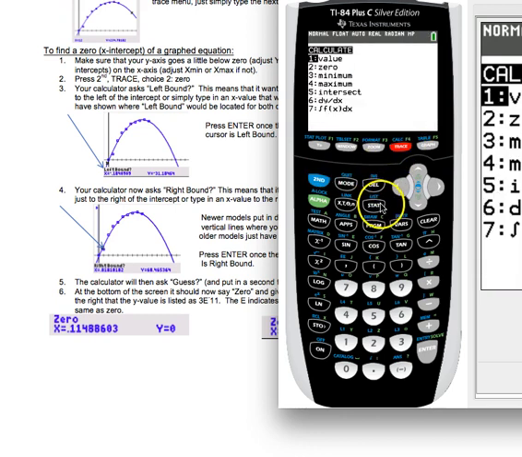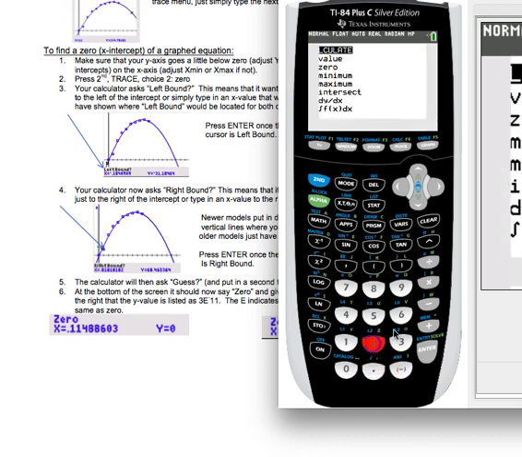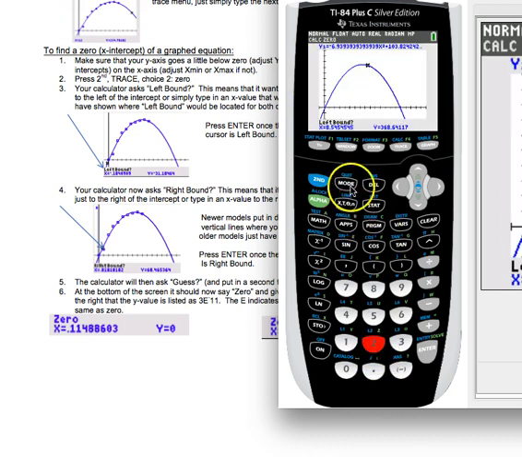Again, it's our favorite menu. And this time we're going to choose choice 2 for 0. Now, when it says left bound, and I've typed this all out here, it means that it wants me to tell it an x value that's to the left of the x-intercept I want to find. So it looks like this x-intercept is at 0.